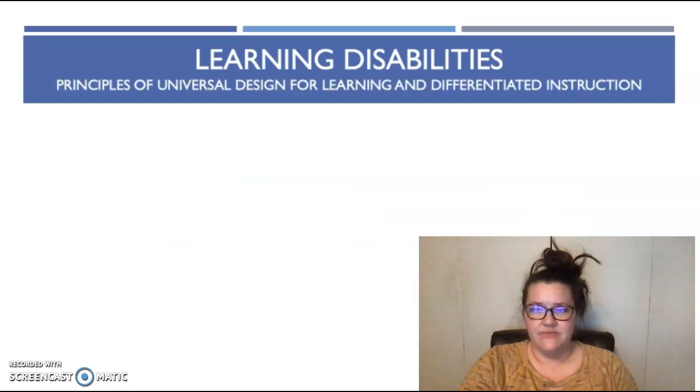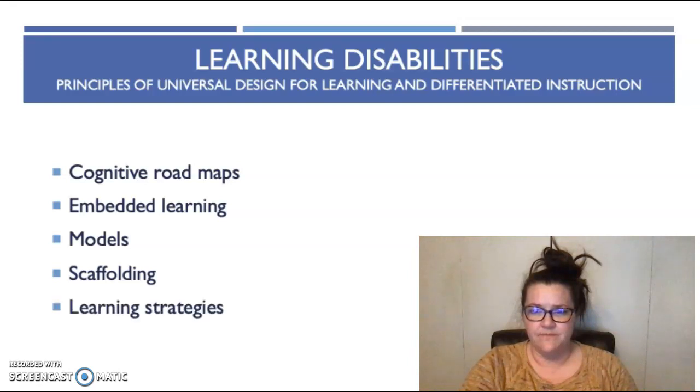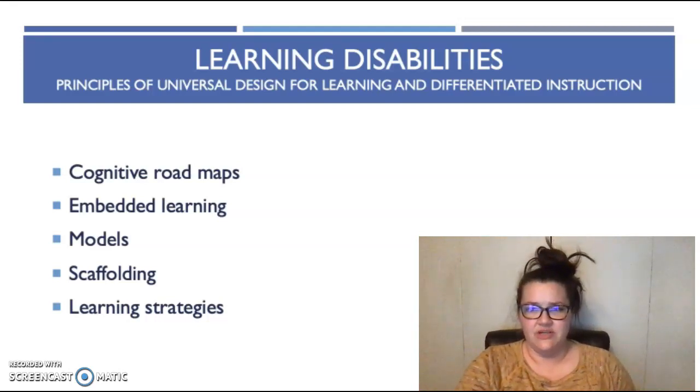The following are techniques for universal design for learning and differentiated instruction. You should present information as a cognitive roadmap before students begin to learn it. Use embedded learning, which are opportunities that have key skills within instruction. Incorporate models, demonstrations, or role play. Use scaffolding for key concepts that students must learn. And finally, use learning strategies to give opportunities to learn strategies that impact knowledge acquisition and information storage.